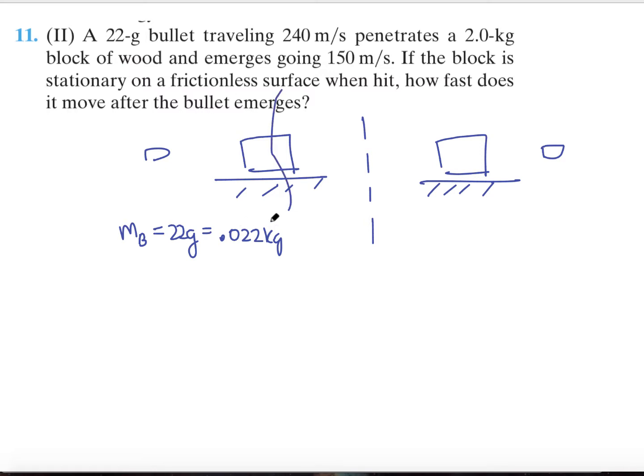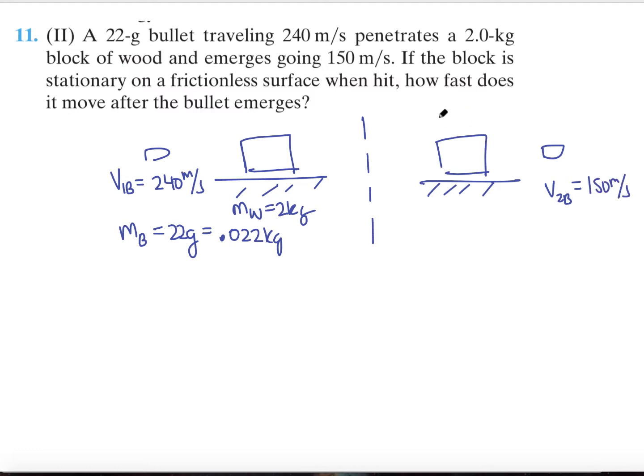So the mass of our block is 2 kilograms. So I'll write, we have wood. So we'll call this mass wood is equal to 2 kilograms. And that's the same before and after. Initially, so V1 of the bullet, we have a speed of 240 meters per second. After this bullet goes through the block, however, it is only going 150 meters per second.